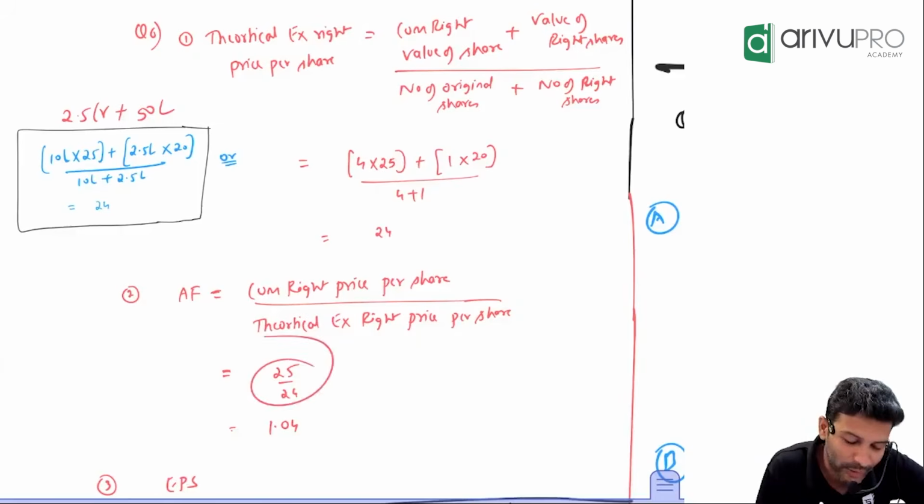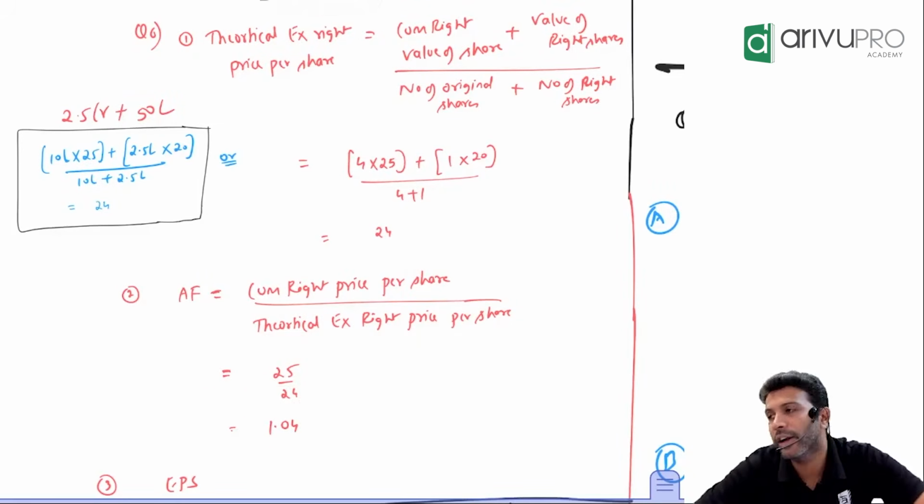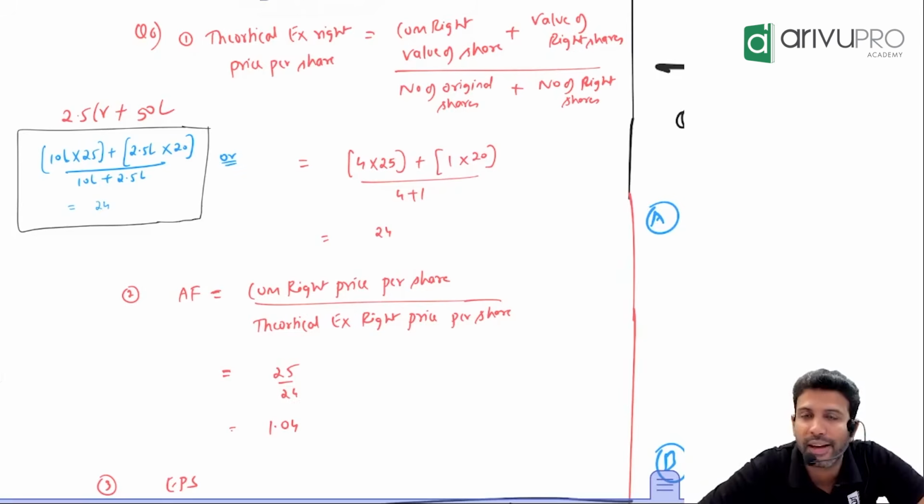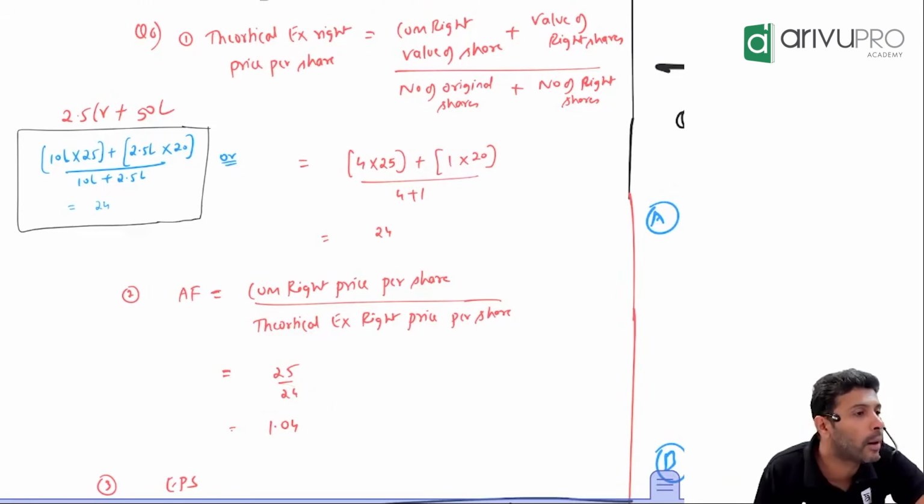So 25 by 24, how much is that? 1.04. Are you getting a number greater than 1? Yes. Why are we getting a number greater than 1? Because rights shares also have an element of bonus. This 0.04 is there, no? The 0.04 is there. That is the element of bonus.